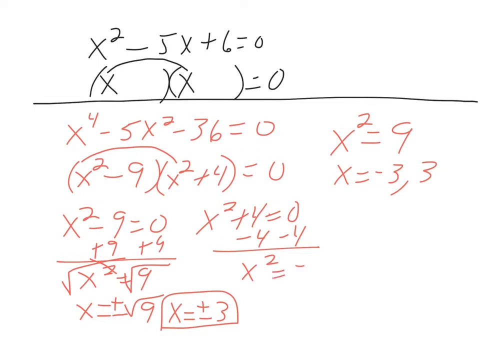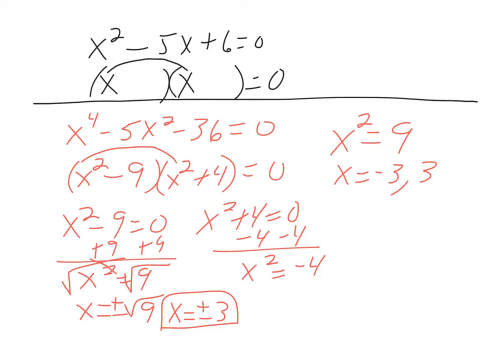And this is saying what times itself, what number squared would give me negative 4. Well, there isn't really a number squared that would give me negative 4, because negative 2 times negative 2 would give me positive 4, and 2 times 2 is 4, so neither one of those would work there.